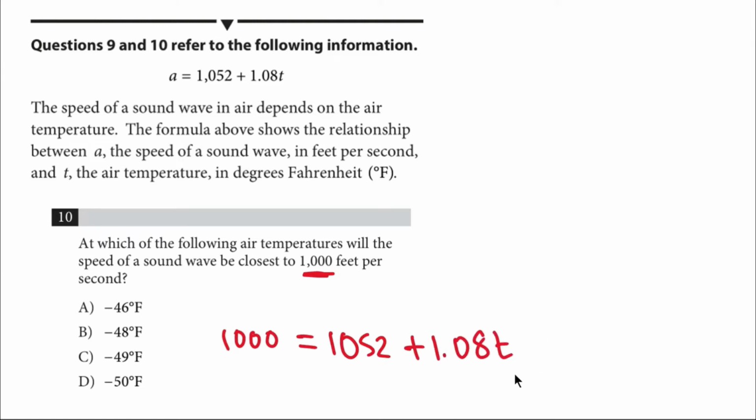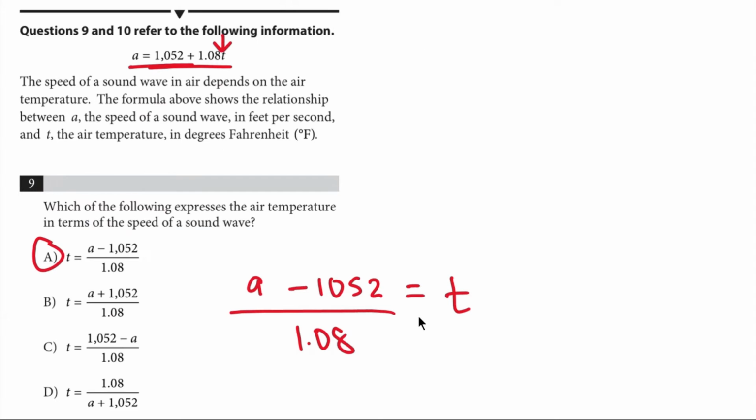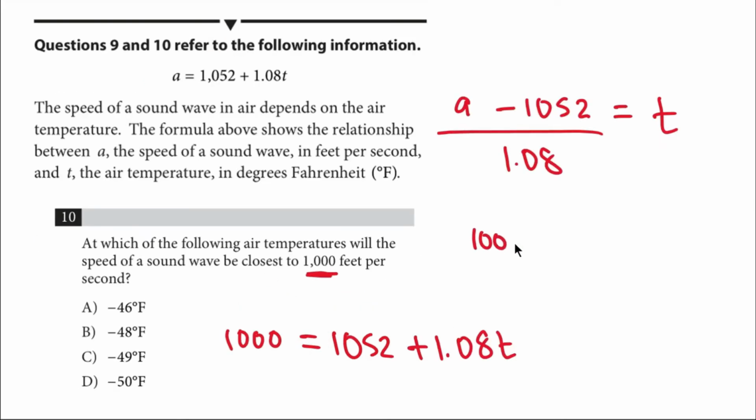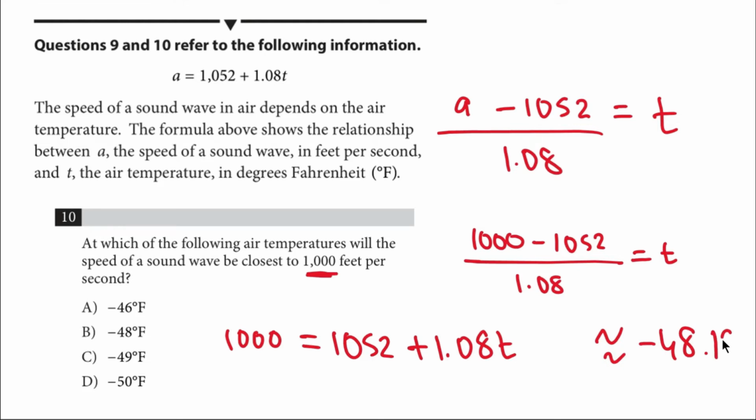Now we need to solve for t again. And if you remember, we have done that. So let's put 1000 instead of a. 1000 minus 1052 divided by 1.08 is equal to t that we're interested in. So let's simplify all of this on our calculator, since this is the calculator section, and the answer is approximately negative 48.15. Therefore, choice B is the closest one to the approximated answer, and therefore it is correct.